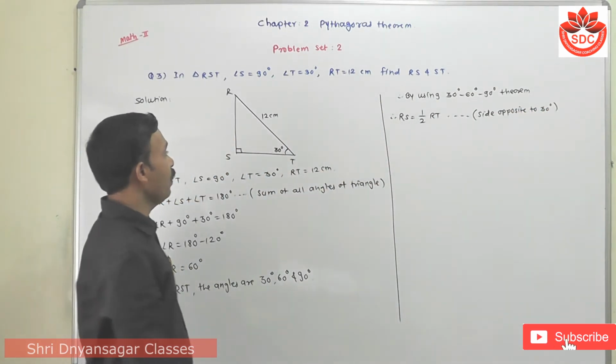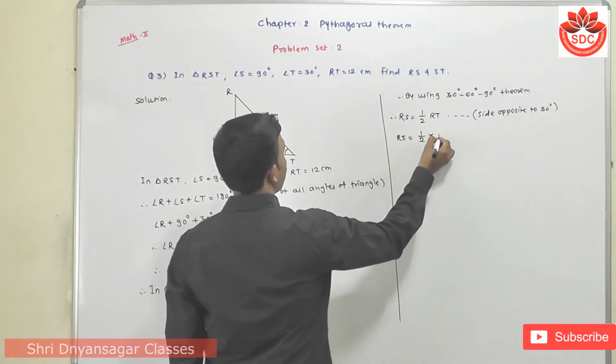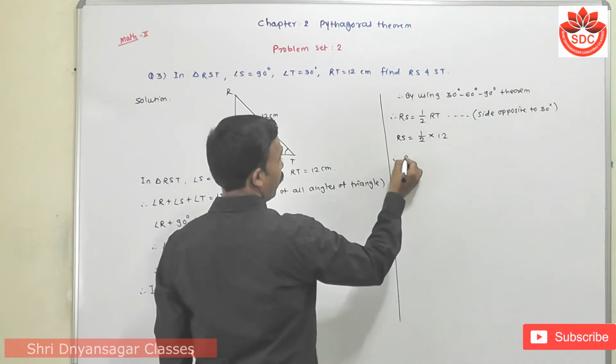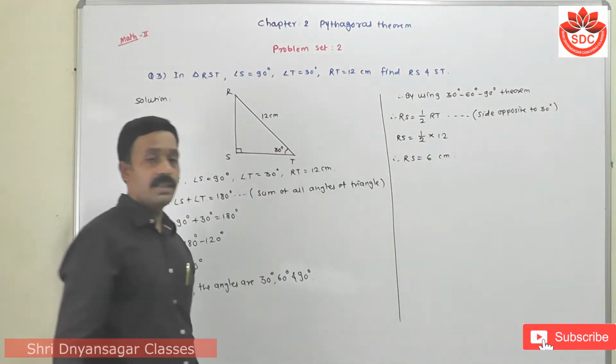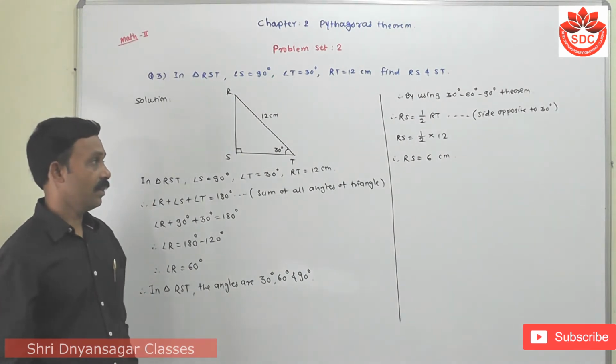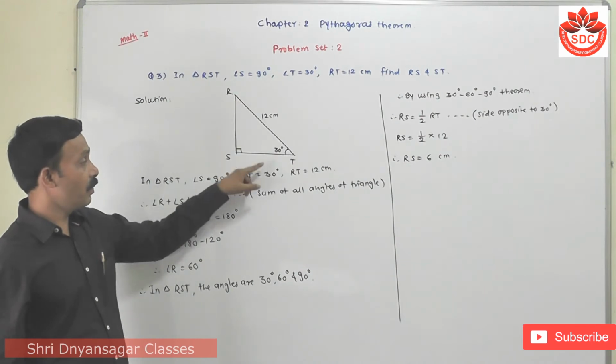Then we substitute the value. RS we have to find here. Half into RT, which is 12. Then simplify it: 2 ones are 2, 2 sixes are 12. So RS is 6 cm. Similarly, we can find the value of ST, which is the side opposite to 60 degrees.